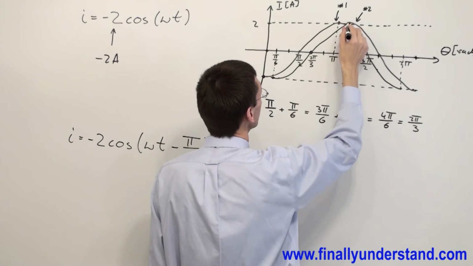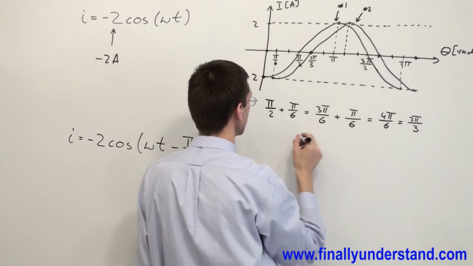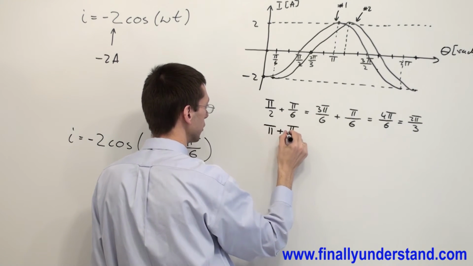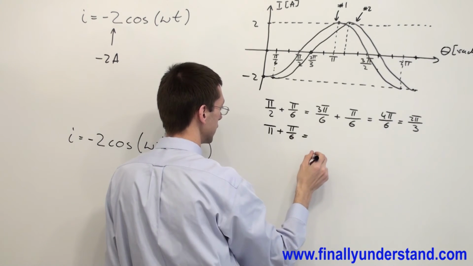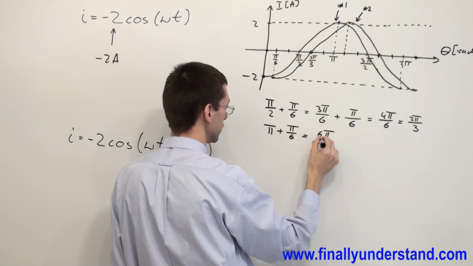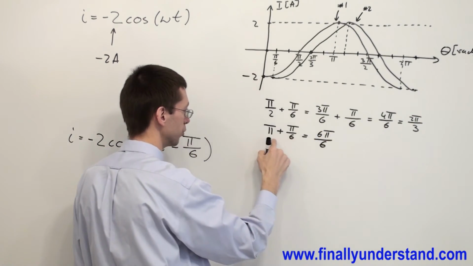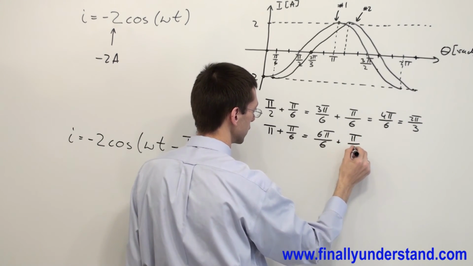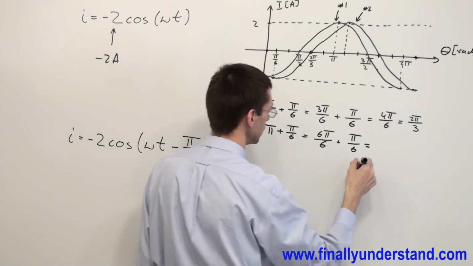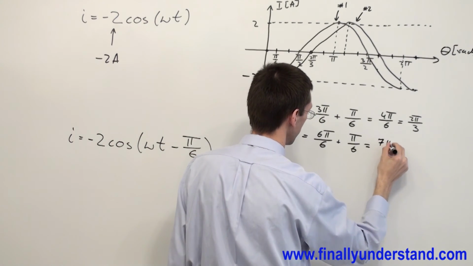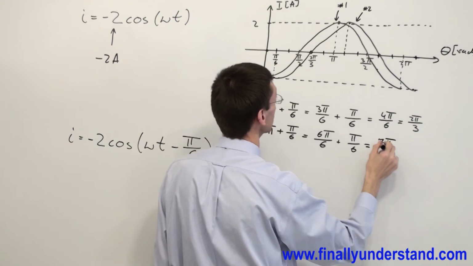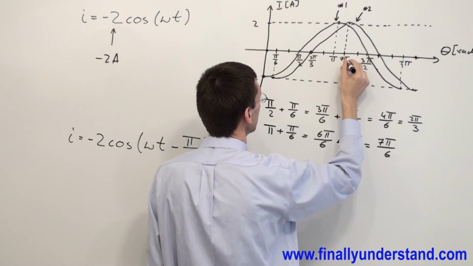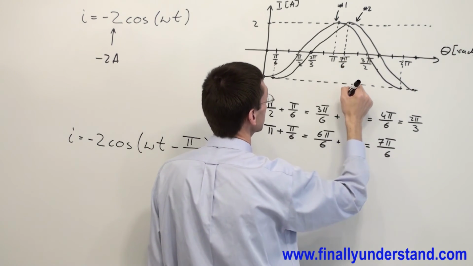This point is nothing else but pi plus pi over 6, which is 6 pi over 6, because I have to find a common denominator, plus pi over 6. 6 pi plus pi is equal to 7 pi over 6. So this point is 7 pi over 6.